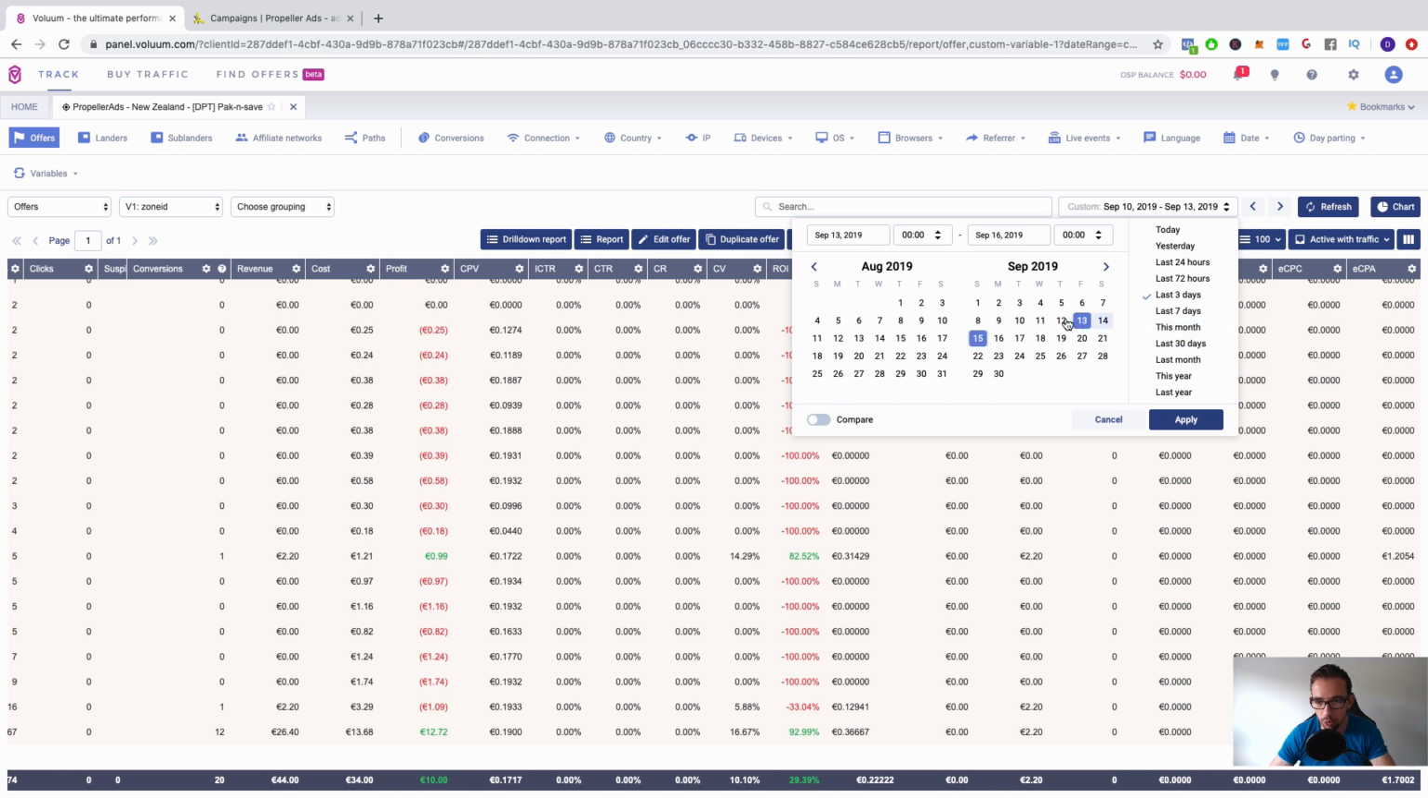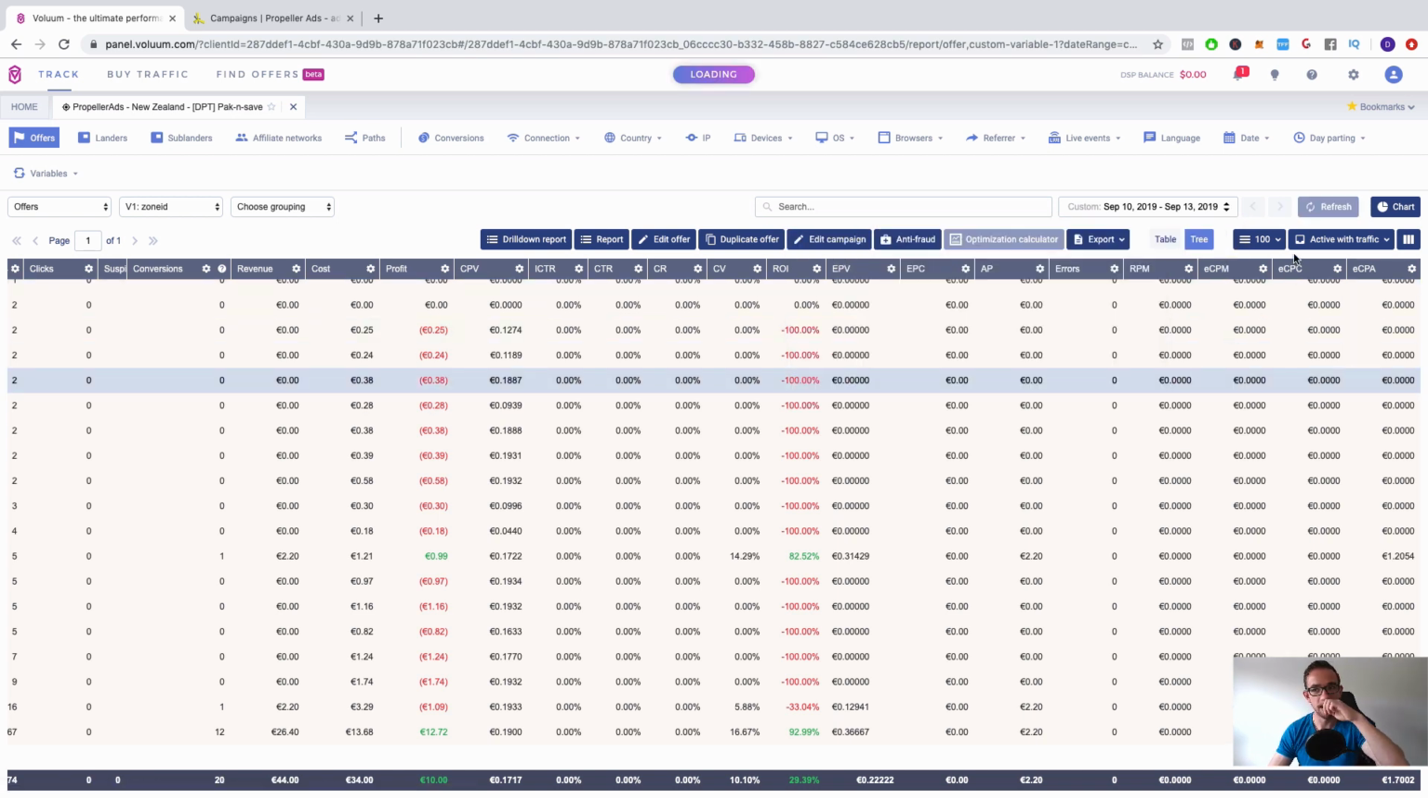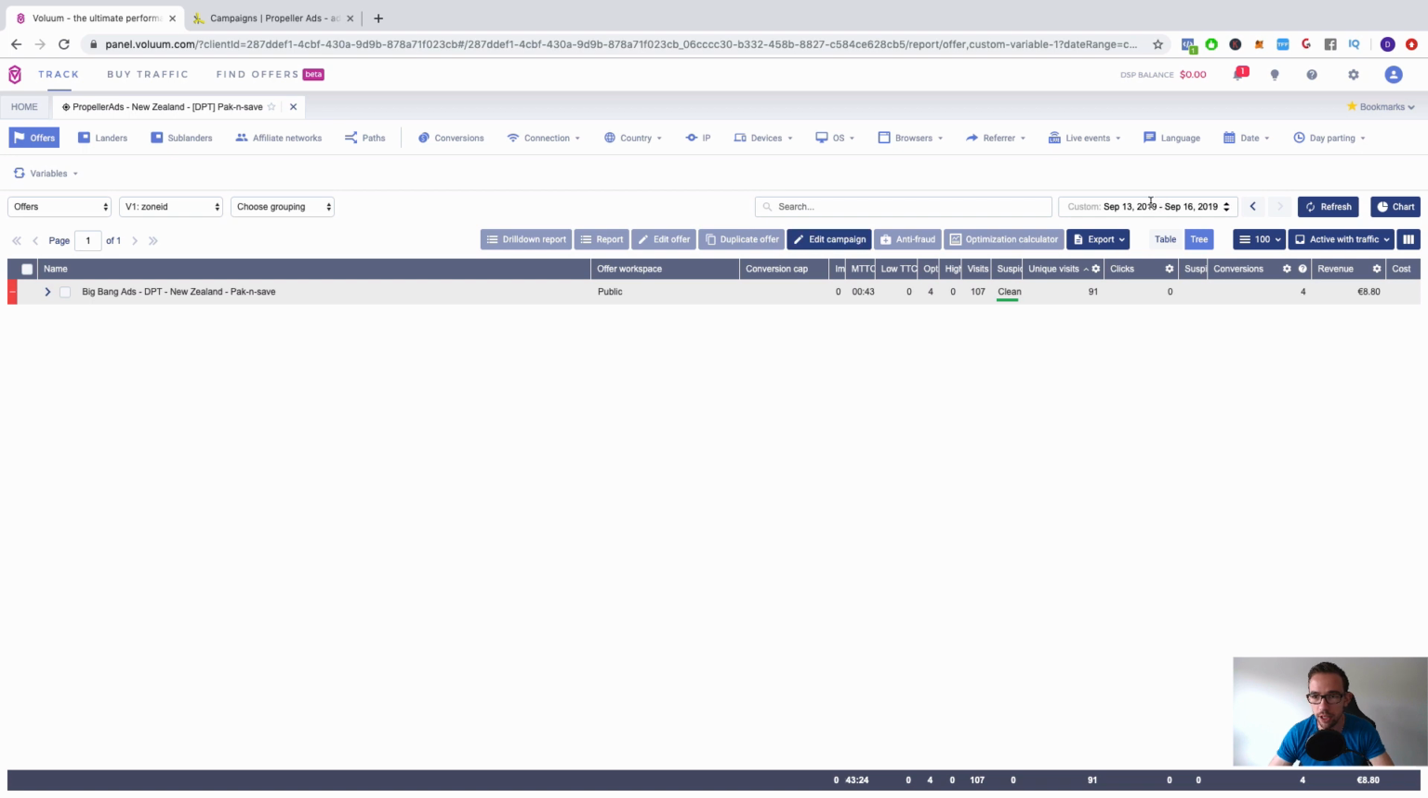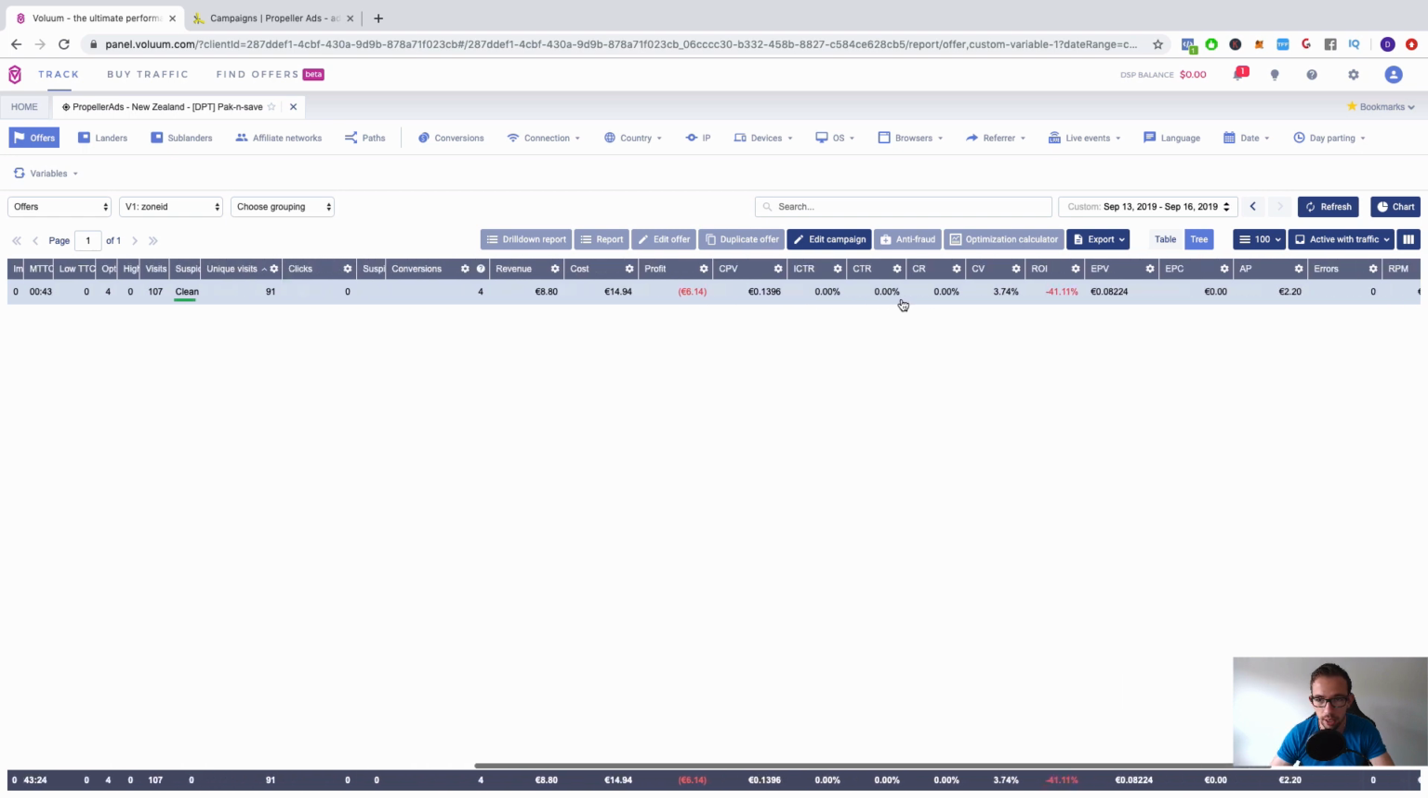So this would be 13 till 15, because today is the 15th, I think. Yes, I just looked at my phone. So for the 15th, it's only 2 p.m. right now. It's not completely done yet. You can see 91 visits, and it's not profitable anymore. 15 in spend, 8 in revenue.